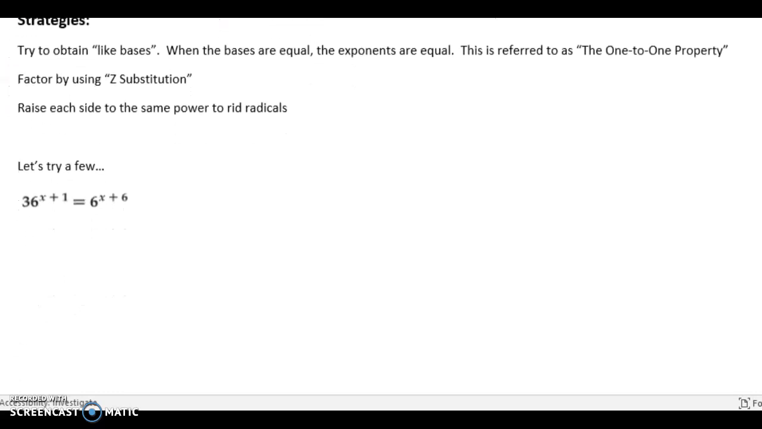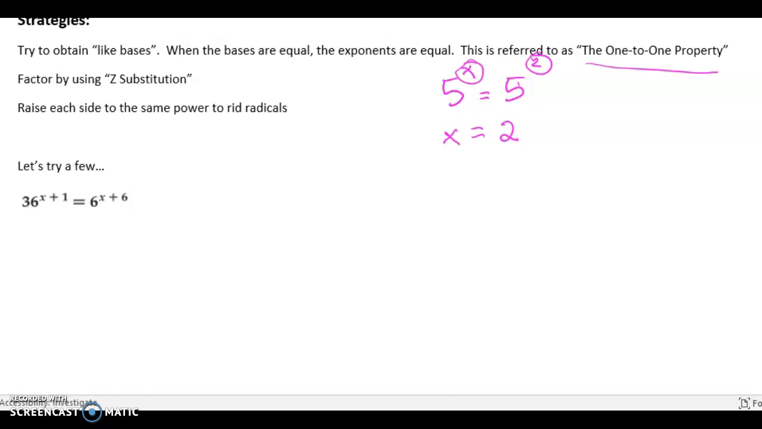All right, some strategies. Try to obtain like bases. If your bases are the same, then your exponents have to be equal. We refer to this as the one-to-one property. For instance, if I had 5 to the x power equals 5 to the second power, I would know that x would have to equal 2 because 5 squared equals 5 squared. That's called the one-to-one property. Because these two things are in the same position, they have to be equal to each other.